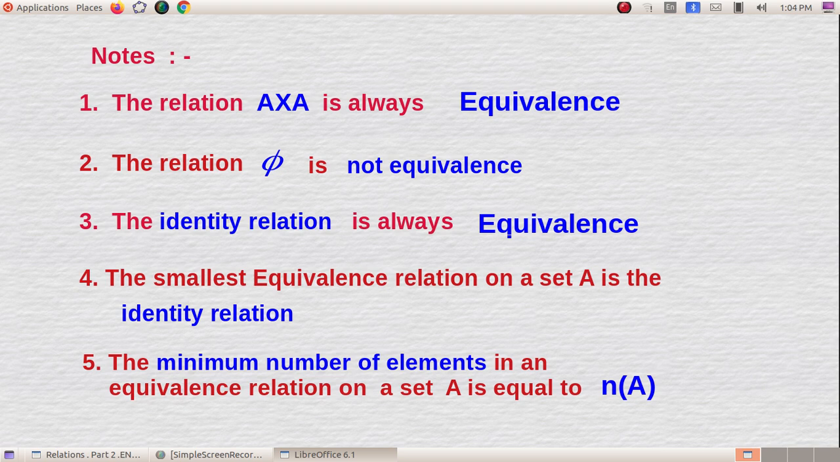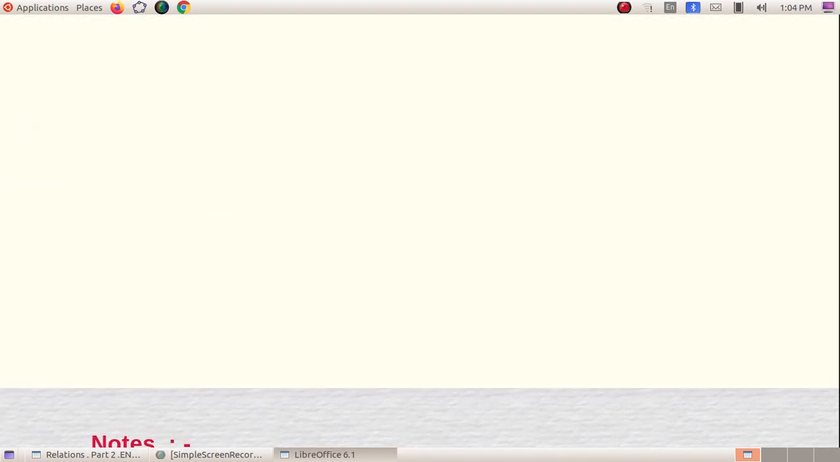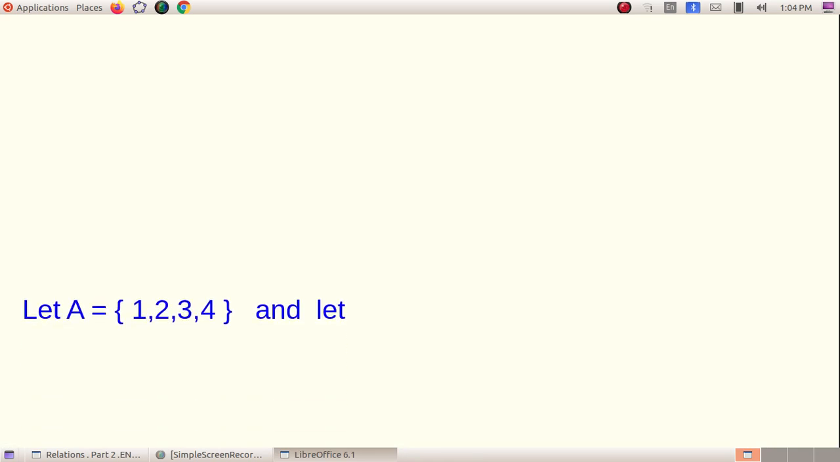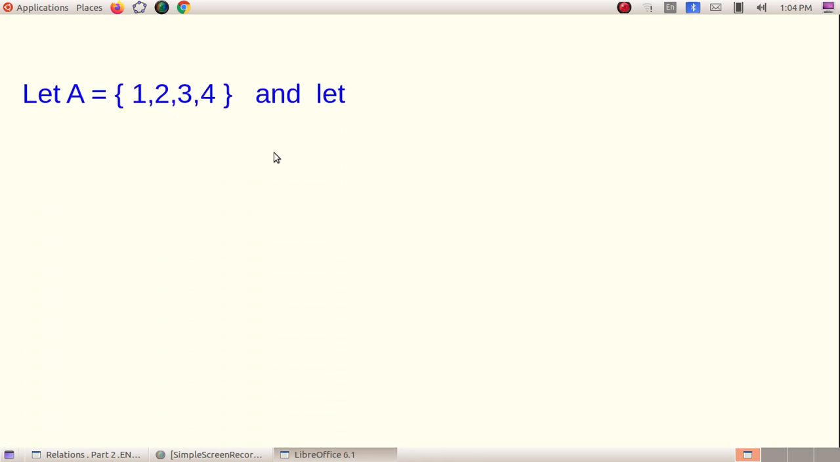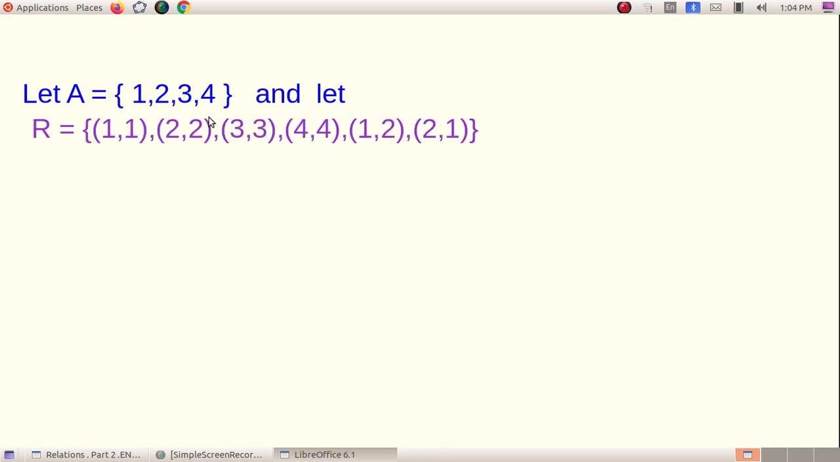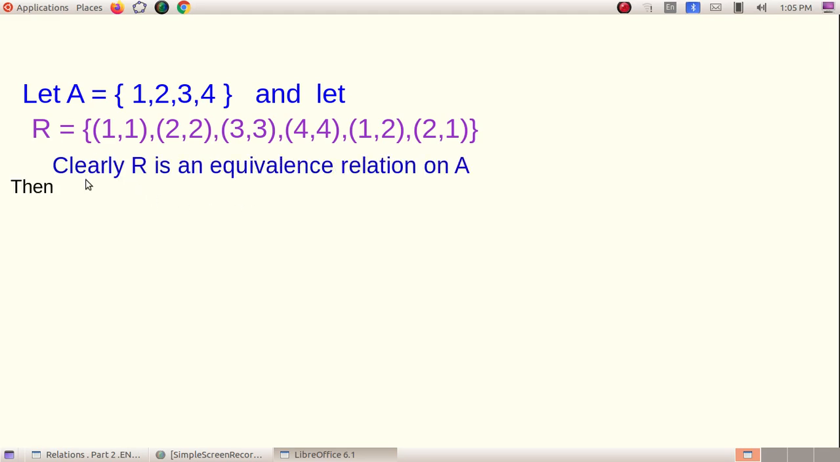Clear? Yes. Now we are going to learn the next concept. Listen to the example carefully. Let S equal the set {1, 2, 3, 4} and let R equal the set {(1,1), (2,2), (3,3), (4,4), (1,2), (2,1)}. This is the example we discussed in the previous section. Is the relation an equivalence relation? Yes, of course, because the relation is reflexive, symmetric and transitive.